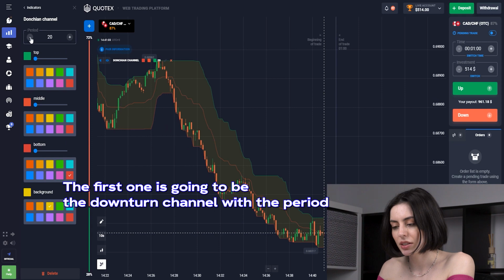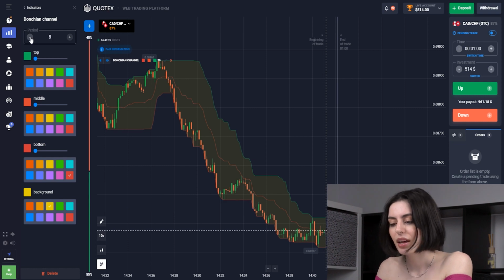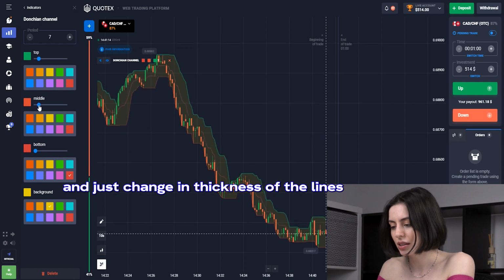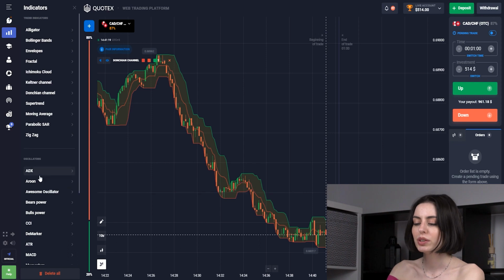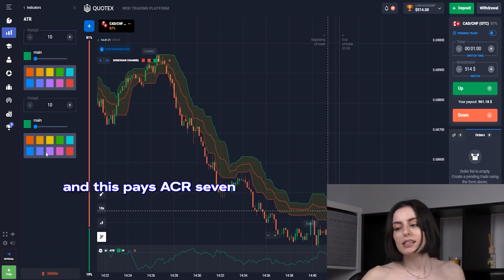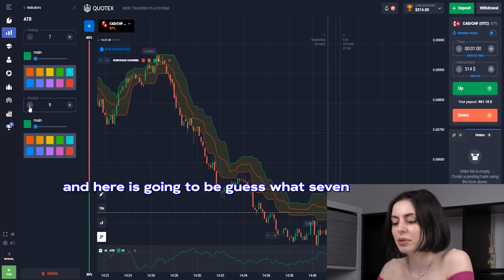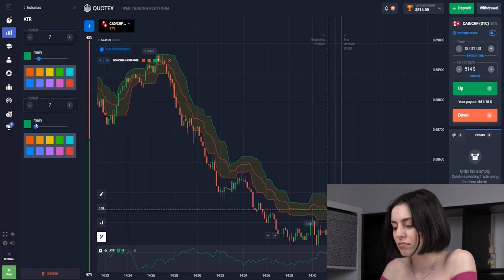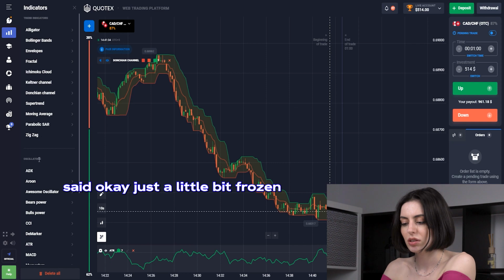The first one is gonna be the downtrend channel with the period. You can guess it's gonna be 7. And just changing the thickness of the lines just to see that actually from the moon, from the space. ATR 7. And here is gonna be, guess what? 7. This is it. Just a little bit freezing.